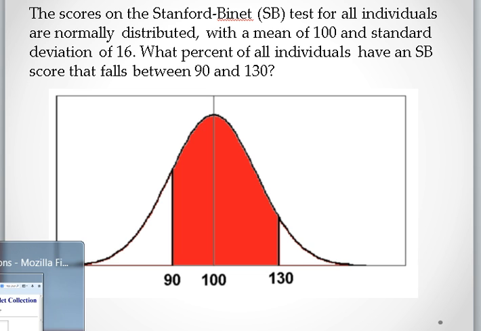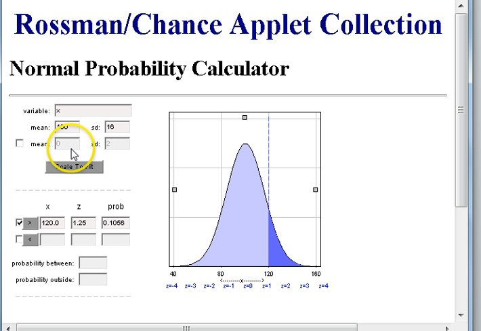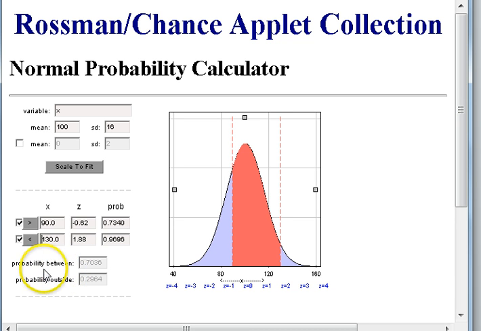Again, using the Rossman-Chance applet, we want to have two scores. So the bottom score is 90. The top score is 130. The applet gives us two options below. One of the options we're looking for is the probability that you are between these two values, 70.36 or 0.7036. So 70.36% of all students, of all test takers, will fall between a score of 90 and 130.